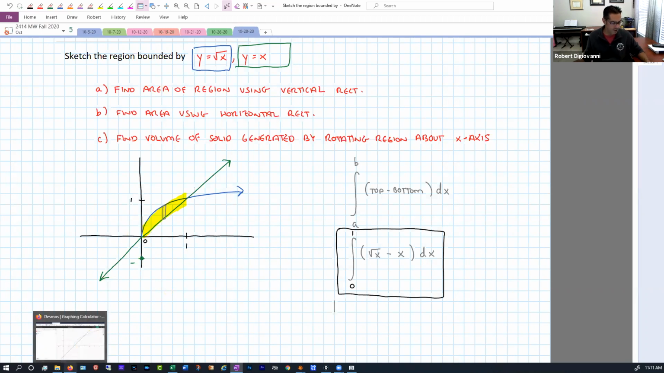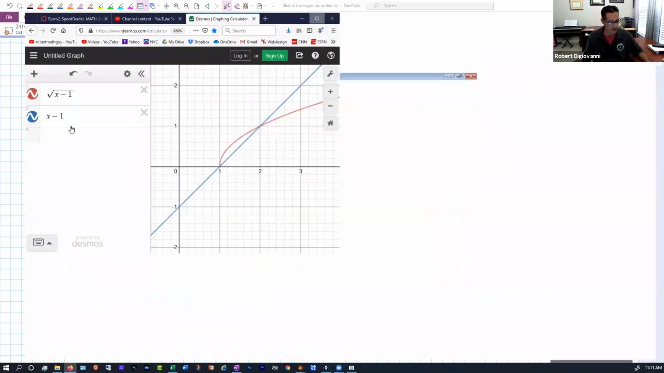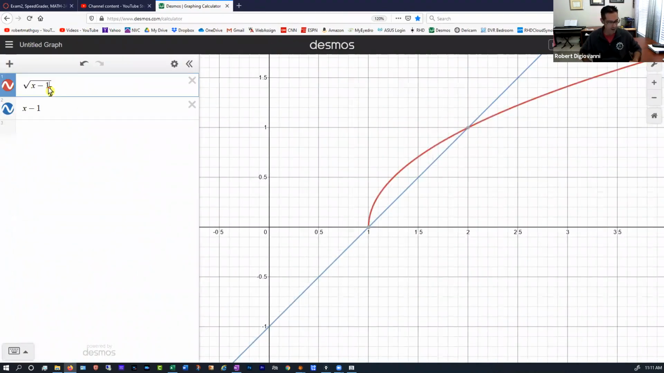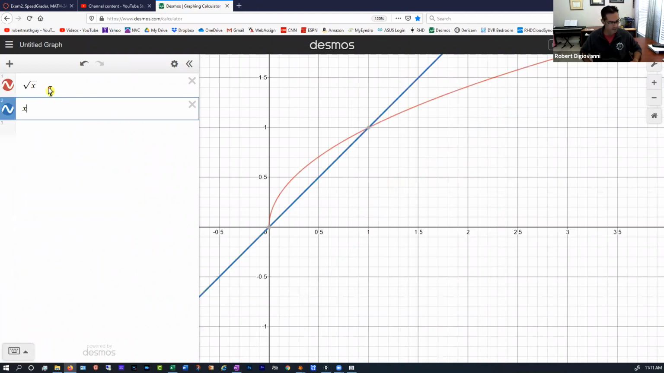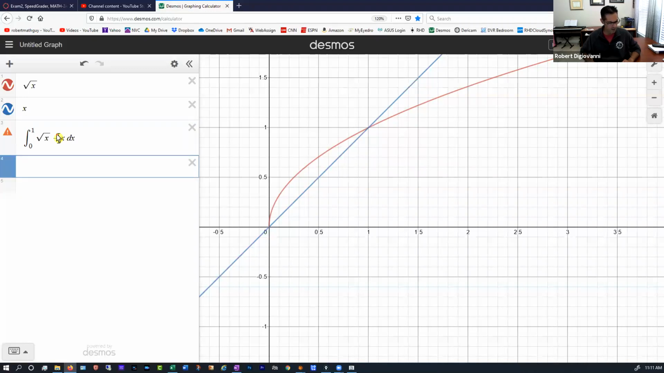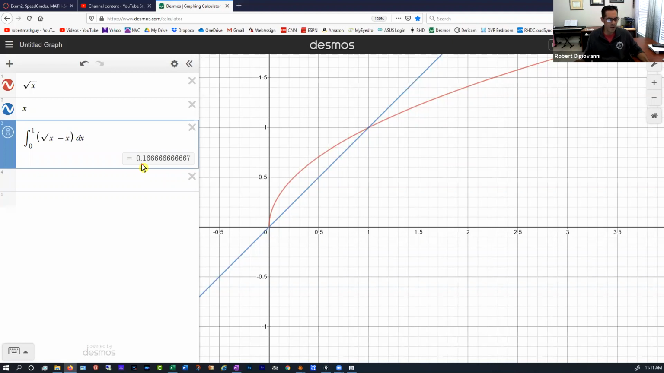So I'm going to save us the time. I'm going to bring Desmos in here. Let me fix it. I had it originally like that, so let me fix it. There we go. I'm going to integrate from 0 to 1 the square root of x minus x dx. I did something wrong here. There we go. Okay, so our answer as a decimal is 0.1666666.